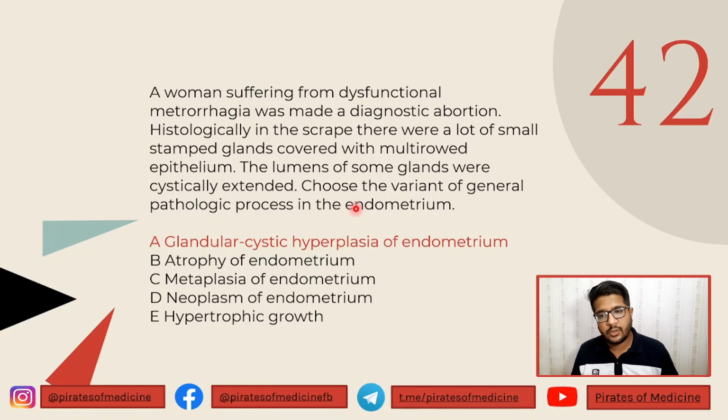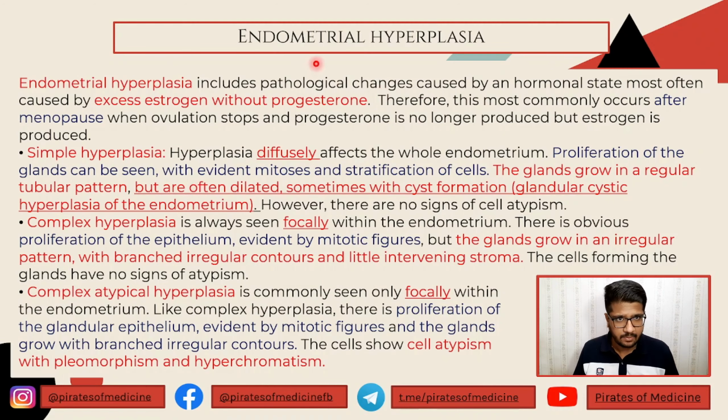From the question you can see that the woman is suffering from dysfunctional metrorrhagia, which means that the woman's menstrual cycle is disturbed. Histologically it was seen that there are a lot of small stamped glands covered with multi-rod epithelium, and the lumens of these glands were cystically extended. What is happening here is actually endometrial hyperplasia. Hyperplasia, you obviously know, is excessive growth. It's a general term of pathology, and if this excessive growth occurs in the endometrium, it is endometrial hyperplasia.